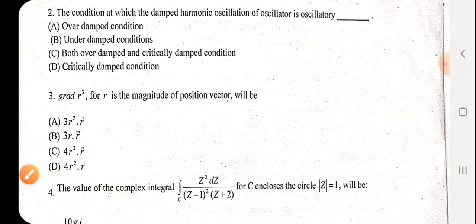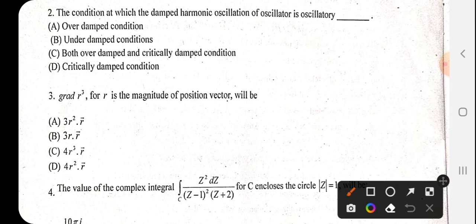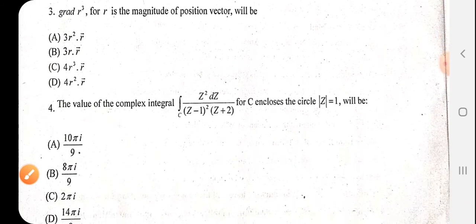Next, come to the second question: the condition at which the damped harmonic oscillations of the oscillator is oscillatory. This is a direct question, that is the condition for oscillatory. So the answer is option number B, that is under damped condition. For the under damped condition, the oscillator is oscillatory in nature.